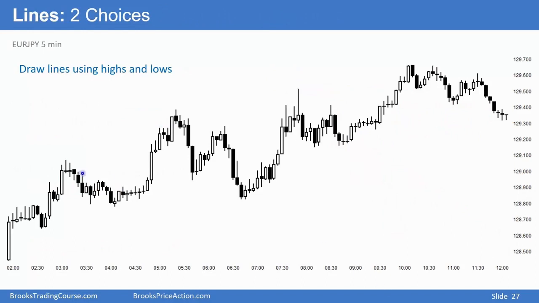Traders like to use major highs and major lows for lines. This is a fairly major high. It's a higher low here, but it's still a strong bull breakout and a pullback lasting a lot of bars. The same with here. And you can see lots of major highs and lots of major lows. Reversal up in a bull trend.